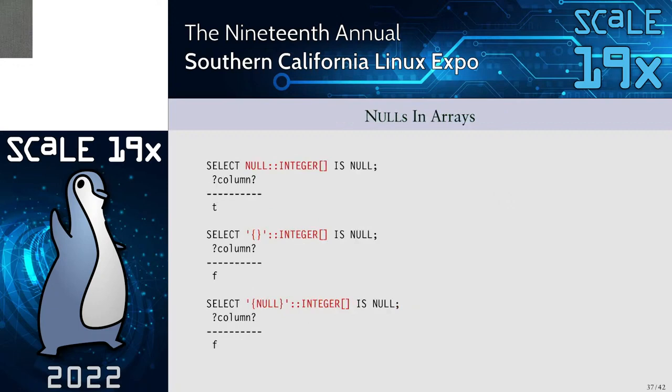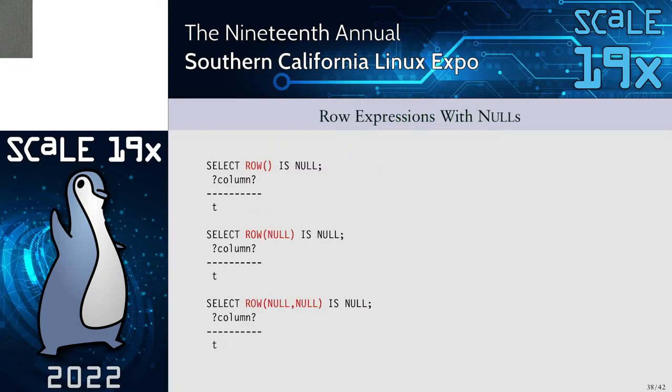Nulls and arrays. If the value of an array is null, and you say IS NULL, you get true, because it's a null array. The value is null. But if the array is empty, and you ask if that is null, it's false. And if you have a null in the array, it's also false. Remember, this is a null value, and this is a null inside an array.